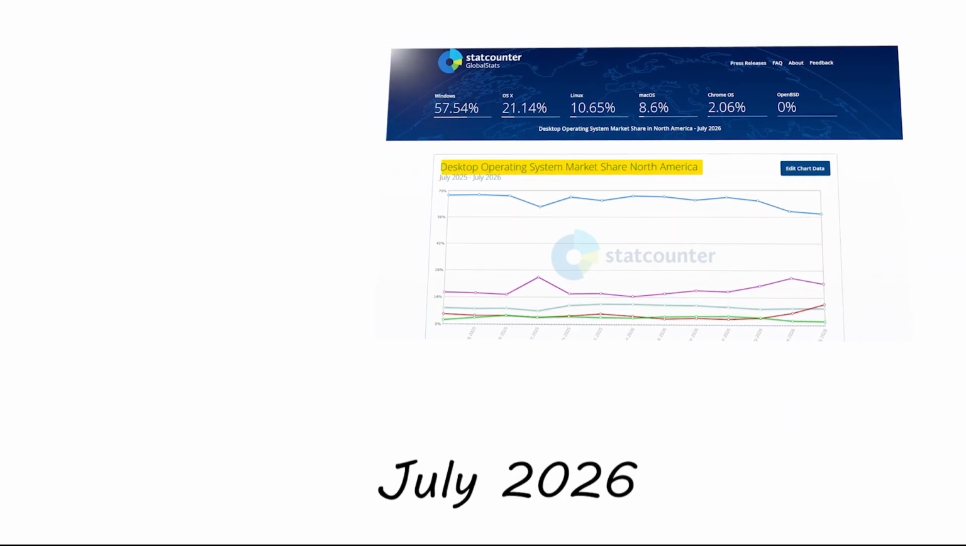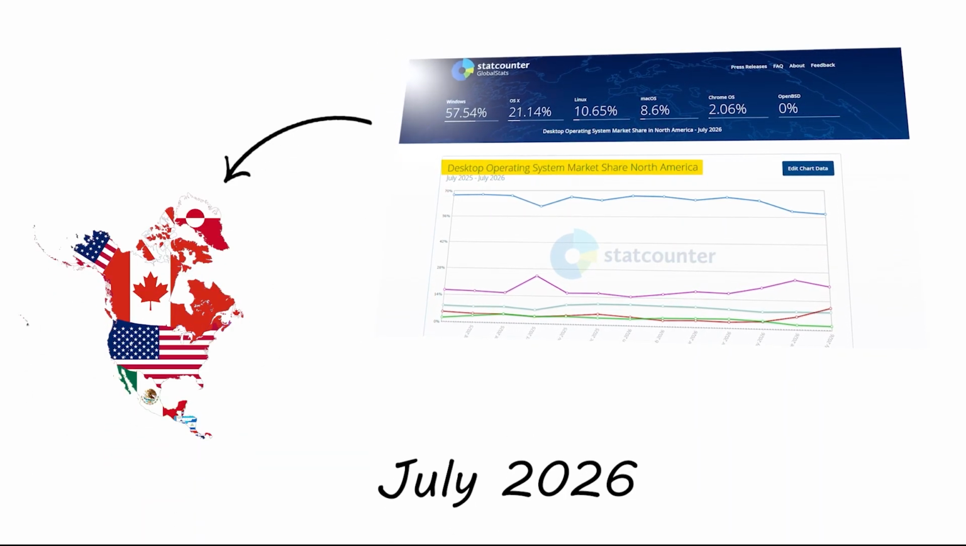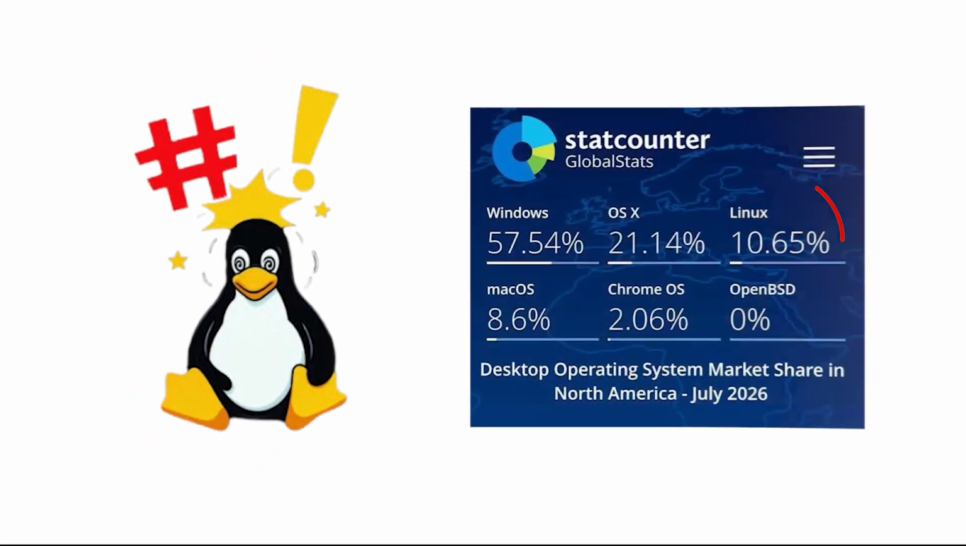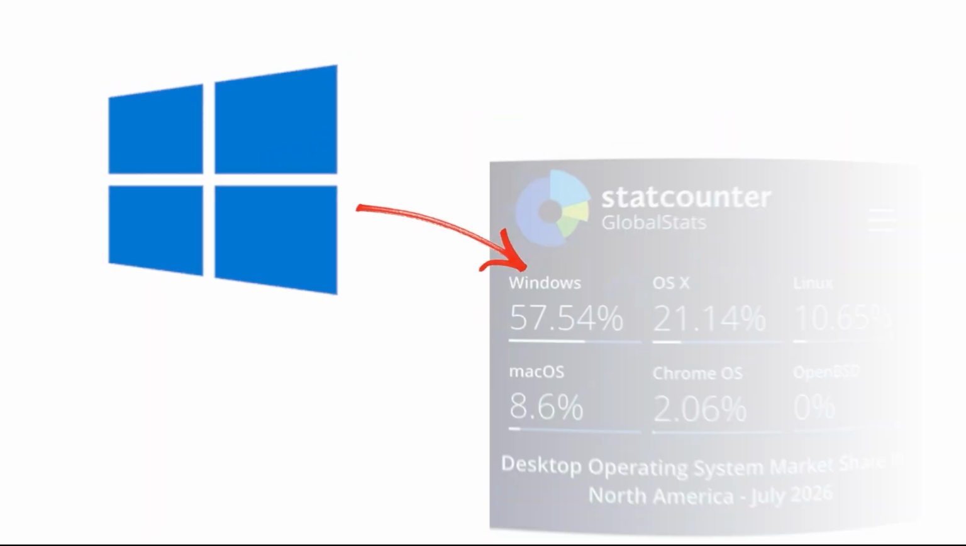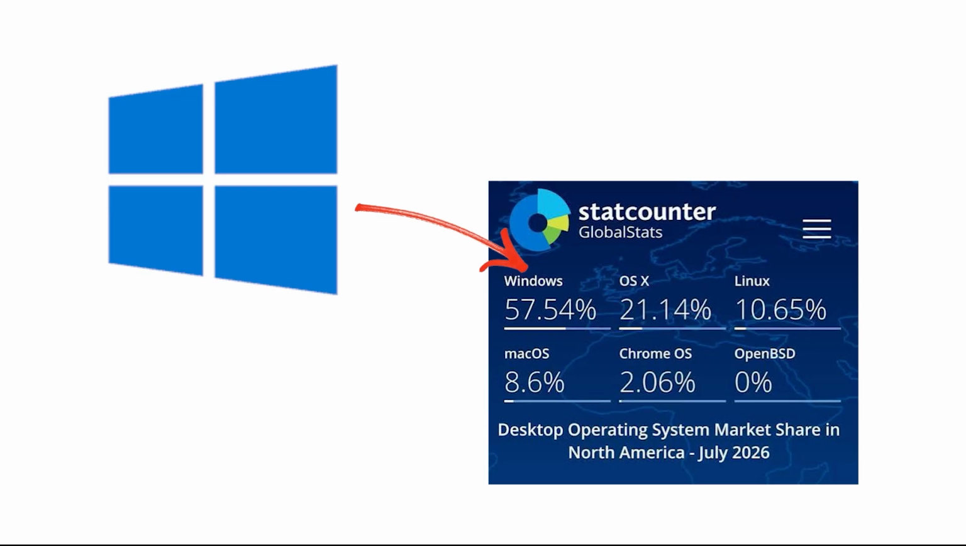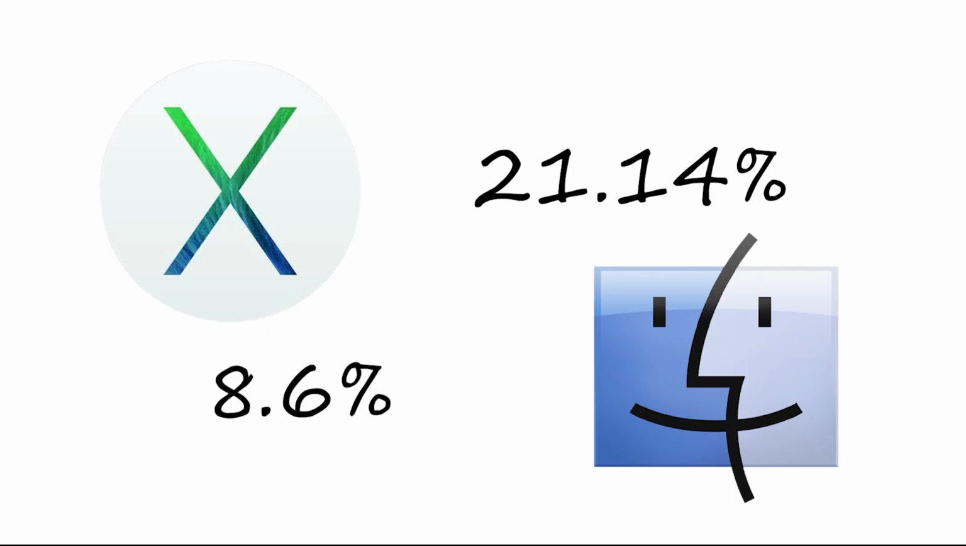Statcounter's July 2026 table for North America lists Linux at 10.65% of desktop traffic. The same table lists Windows at 57.54%. It also lists Apple twice, OS X at 21.14%, and macOS at 8.6%.